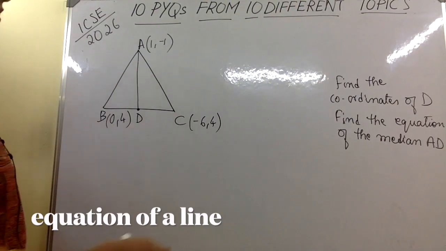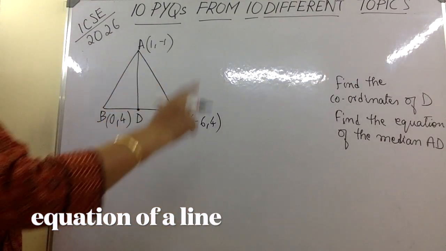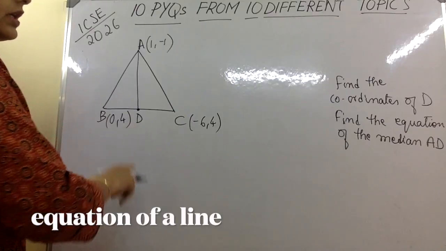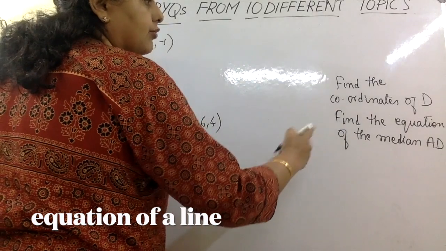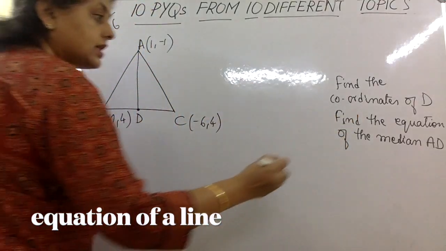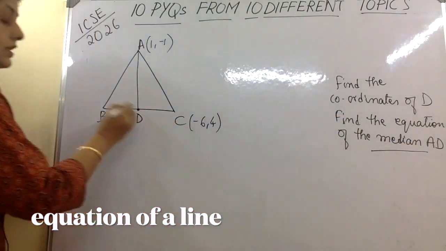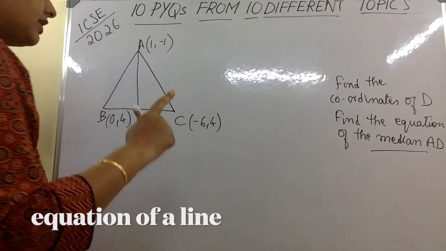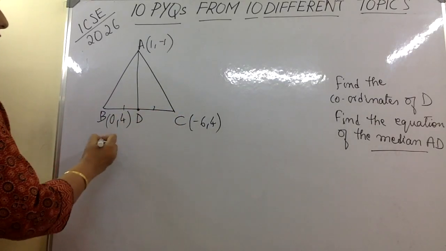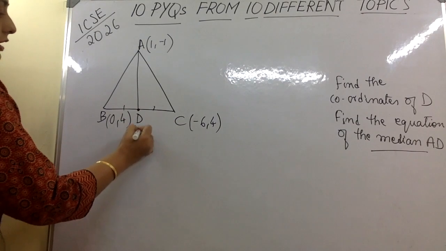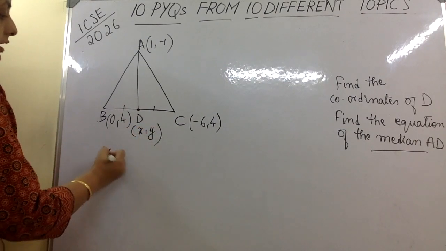So this is our next question. The triangle is given like this. Find the coordinates of the point D, where D is the midpoint, and find the equation of the median AD. When they say median, we have to know that D is the midpoint, even if they don't mention it. So if D is the midpoint, what are the coordinates x, y of D?